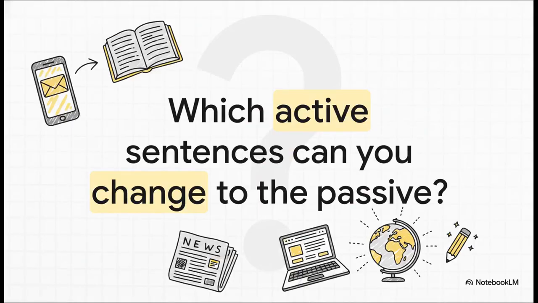So I'm going to leave you with a little challenge. You now have the tools. You've got the formula, you've got the tense map. So as you go about your day, reading the news, scrolling online, checking emails, how many active sentences can you spot and just mentally flip into the passive? The whole world is now your worksheet. Go for it, and happy practicing.